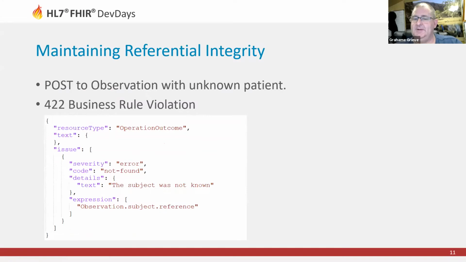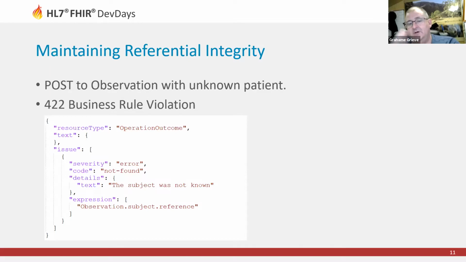So let's talk about how to actually maintain referential integrity. Let's start by saying the client posts an observation with a subject that refers to a patient you don't have on the system, and your rule is referential integrity is enforced. This is the actual response that comes back from the server when it says, I don't know that patient. You get an operation outcome with a severity of error because the post didn't happen, and the code is not found. The subject was not known; observation.subject.reference was not known. That's how the server returns a failure when it's maintaining referential integrity.